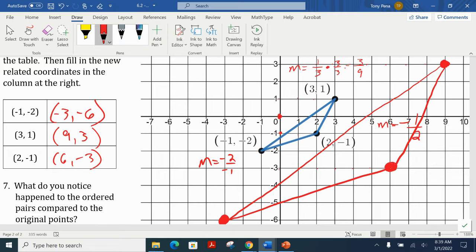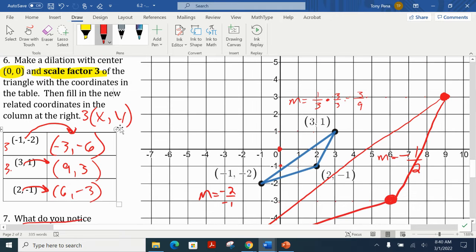The reason I wanted you to do that, it says, what do you notice happened to the ordered pairs compared to the original? So if we look at this original ordered pair to this one, the original to this one, and the original to this one, what happened from the left-hand point to the right-hand point in all of those? All right, Armando. Good. Didn't we basically take 3 and distribute it to both the X and the Y coordinate? 3 times -1 would have given us -3. 3 times -2 would have given us -6. 3 times 3 is 9. 3 times 1 is 3.